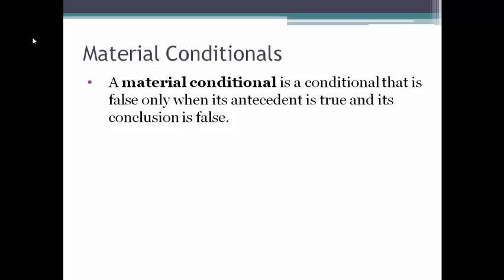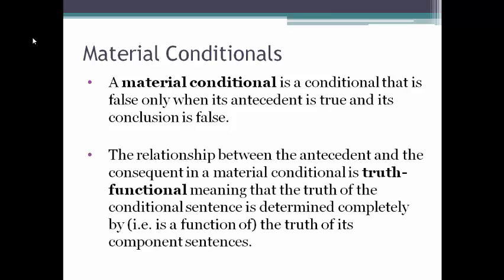A material conditional is a conditional that is false only when its antecedent is true and its conclusion is false. Remember, material conditionals are compound sentences, so the sentence as a whole is going to have a truth value, but so will each of the little pieces. So the only time a material conditional is false is when the antecedent is true and the conclusion is false. We're going to look at examples which will make clear what that means if it's not obvious right now.